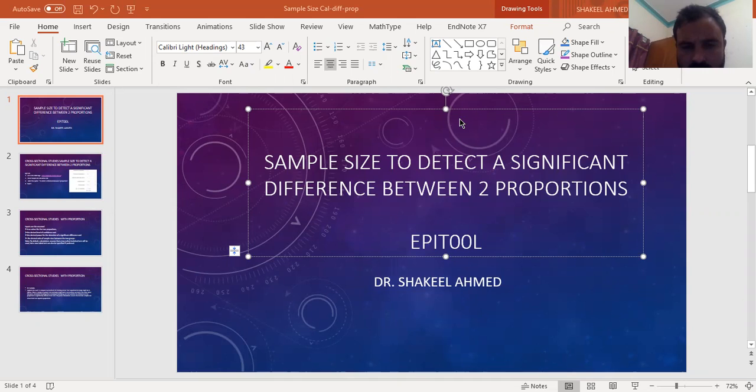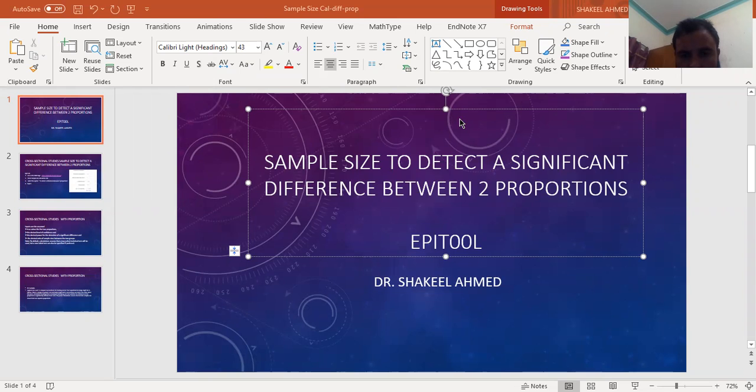For example, we wish to estimate the number or percentage of smokers among male and female. Then P1 will be the proportion of smokers in male, and P2 will be the proportion of smokers in female. So we need to conduct a study to find the difference in the two proportions. Basically, the difference matters here. If the difference is practically small and not significant, then we check statistically whether the difference is statistically significant or not.